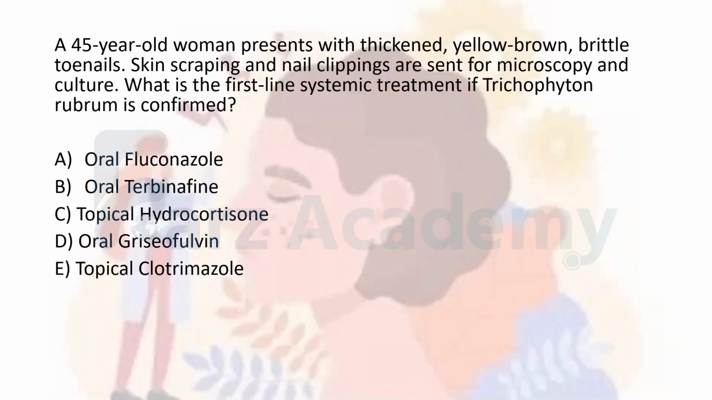So next question. A 45-year-old woman presents with thickened yellow-brown brittle toenails. Skin scraping and nail clippings are sent for microscopy and culture. What is the first line treatment for Trichophyton rubrum? Oral fluconazole, oral terbinafine, topical hydrocortisone, oral griseofulvin, or topical clotrimazole? Oral terbinafine, option B, is the answer. And Trichophyton rubrum, remember, is the most common cause of fungal nail infections.